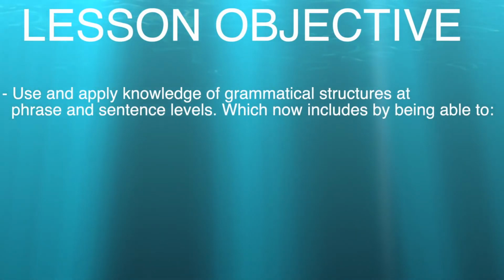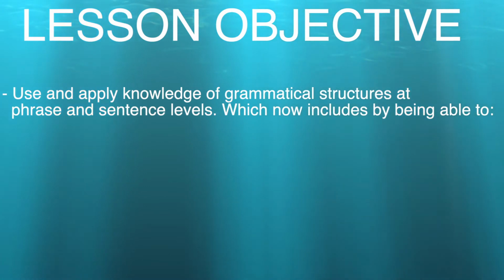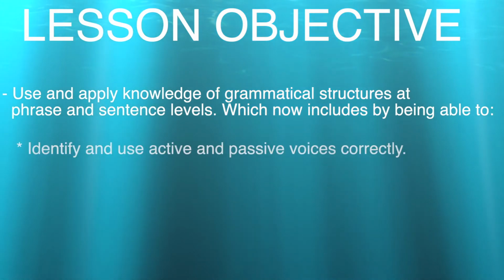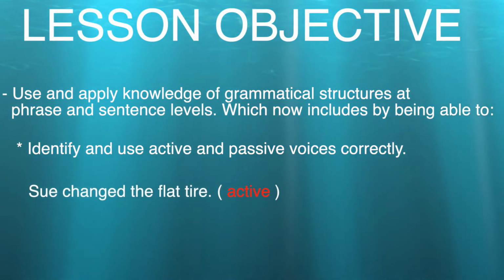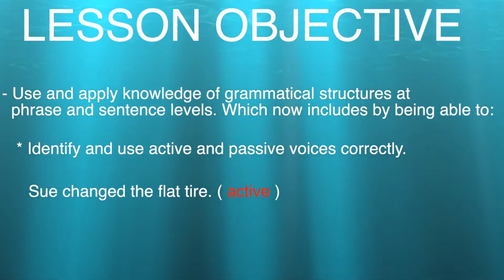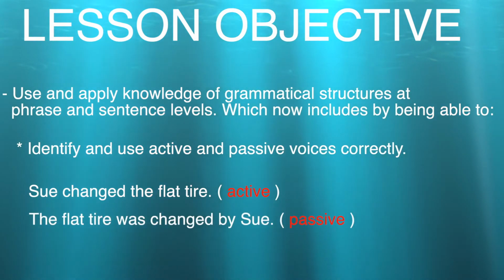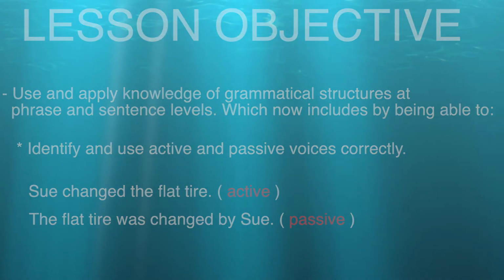Today's topic is active and passive voice. After watching this lesson, you should be able to use and apply knowledge of grammatical structures at phrase and sentence levels, which includes being able to identify and use active and passive voices correctly. For example, Sue changed the flat tire. Active. The flat tire was changed by Sue. Passive. So, let's start with our lesson today.